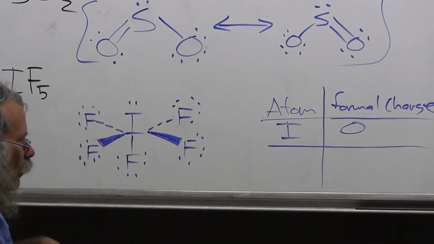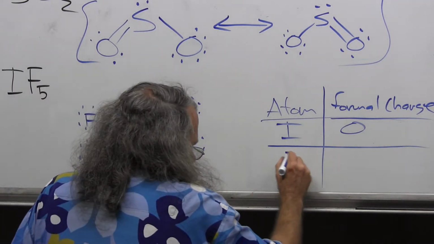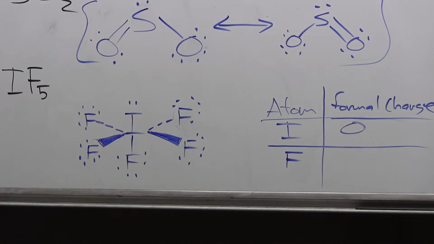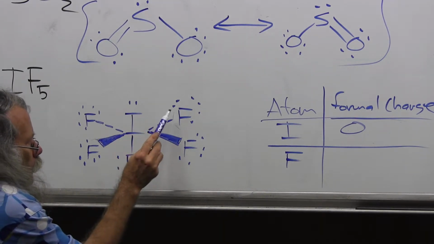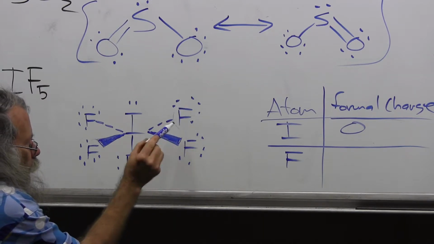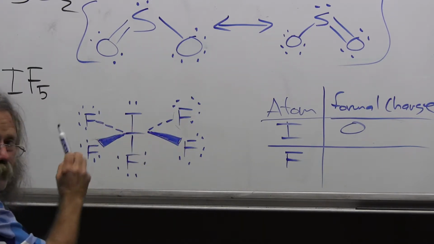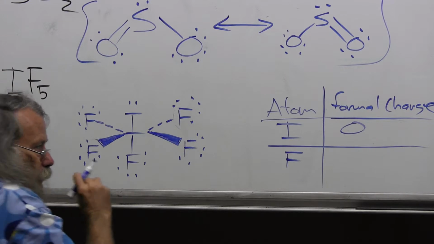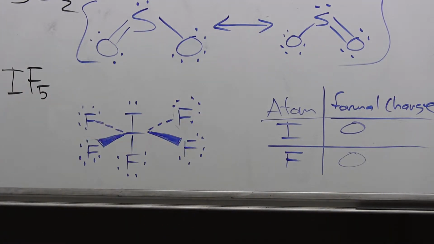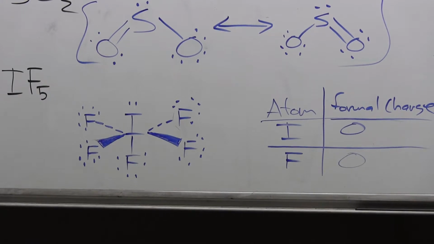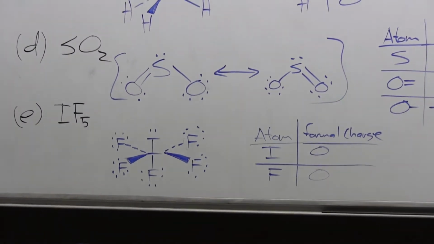And now let's do all the fluorines, which are equivalent, so I only need to have one of them. And now I've got 2, 4, 6, 7 on each of the fluorines, and there's group number 7, so I have 0 formal charge on each of them. So we've now completed A through P.